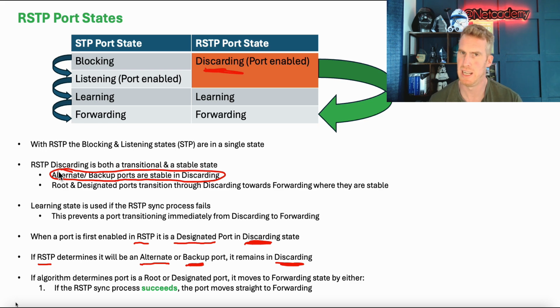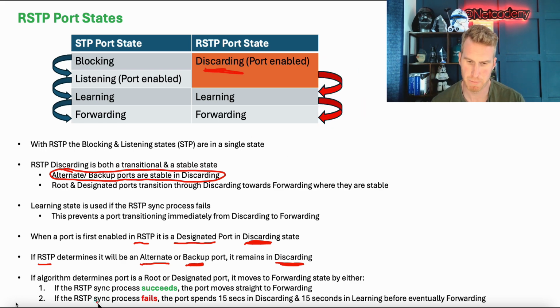And just to bring more illustration to what I was just saying, if that sync mechanism succeeds here, that switch can transition from discarding to forwarding absolutely immediately. No questions asked. But if the RSTP sync process fails, because you've got a switch that's communicating over a link with a switch that only supports STP, the sync mechanism is going to fail because STP doesn't have this concept of a sync mechanism, and then that RSTP speaking switch has got to spend a certain amount of time in the discarding state and 15 seconds in the learning state before it then eventually gets into the forwarding.